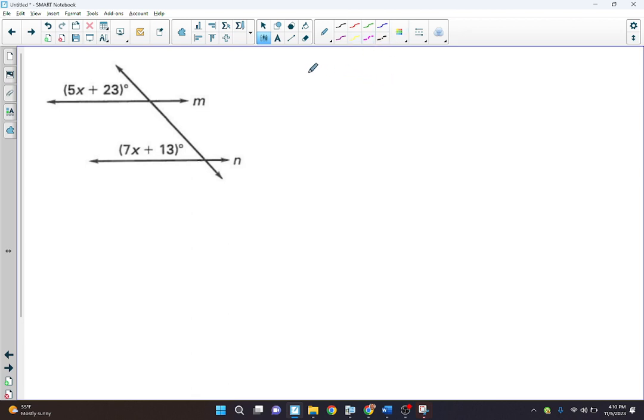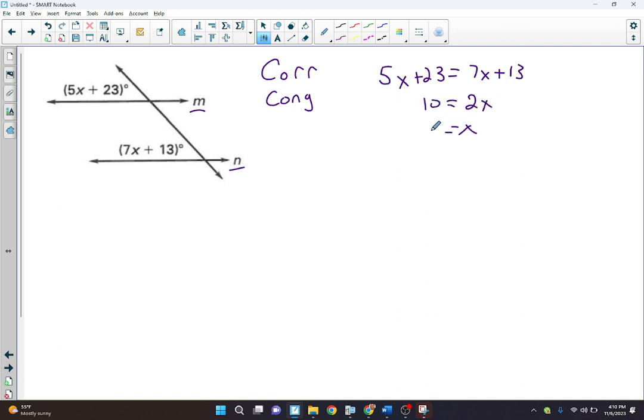So, for this one, they're corresponding. Because they're corresponding, I should know they're congruent, assuming they told you M and N are parallel. They are. So you set them equal: 5x plus 23 equals 7x plus 13. A little bit of algebra. I'm going to move 5x on both sides. 2x equals 10. X equals 5.